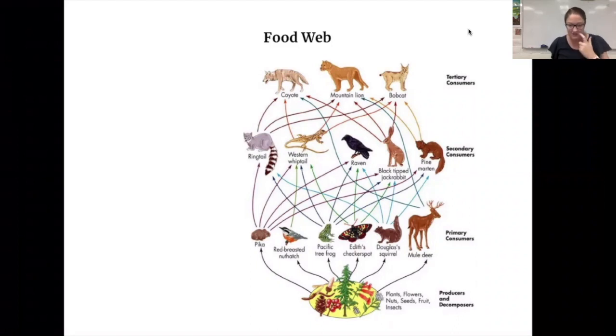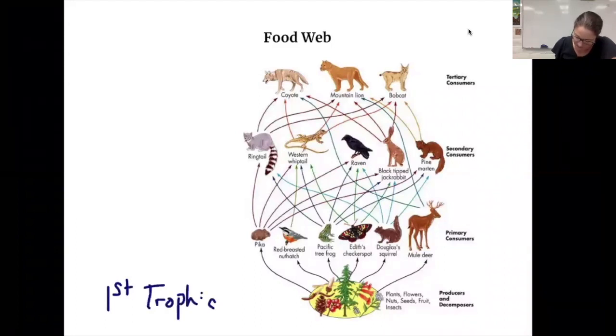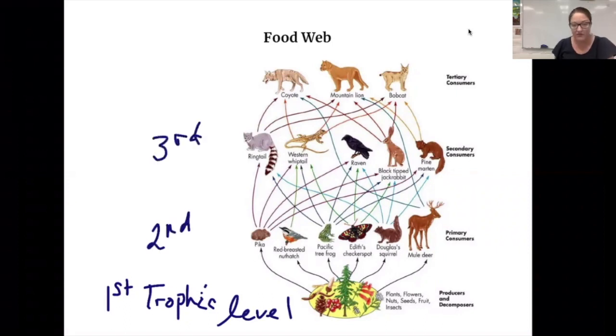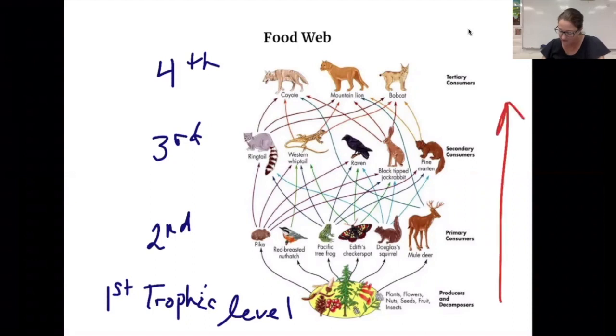So the energy starts with the producers, and this is called the first trophic level. Trophic meaning energy. So the first trophic level is where the producers are. Then the primary consumers are said to be the second trophic level. Secondary consumers are the third trophic level. And the tertiary consumers are the fourth trophic level. So the direction that energy transfers is up the food chain.